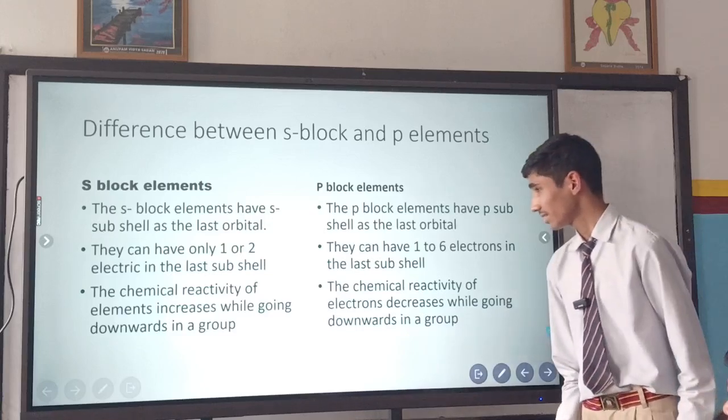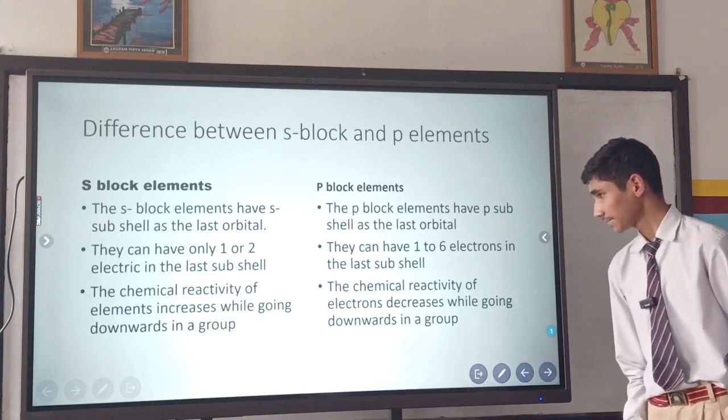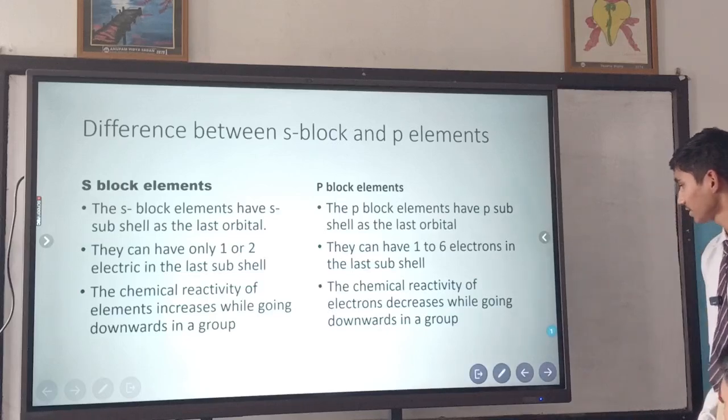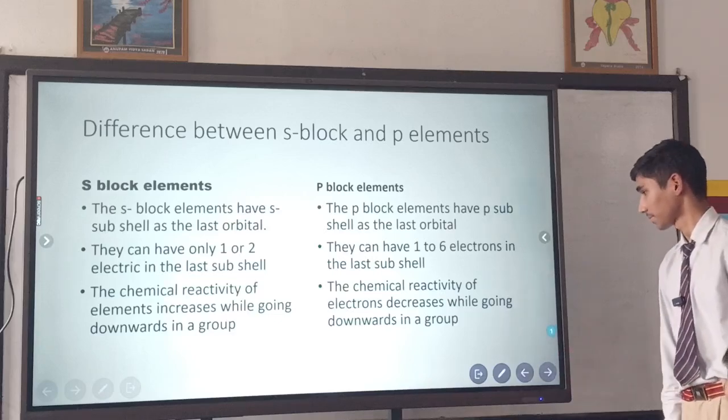In S block elements, the chemical reactivity of elements increases while going downward in a group. In P block elements, the chemical reactivity decreases while going downwards in a group.